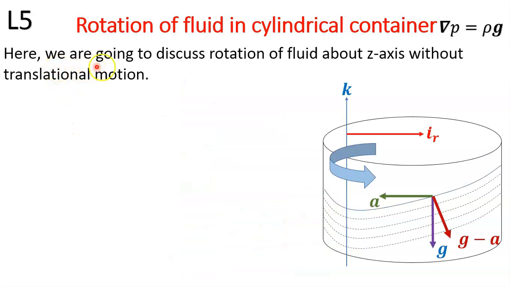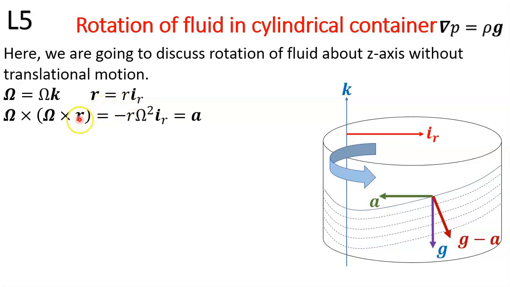Now in this discussion we are going to consider rotation about the z-axis without translational motion. As I said, omega bar is equal to omega k cap and r bar is equal to r times i_r cap, and we are interested in finding acceleration, which is omega bar cross r bar, that is equal to minus r omega square i_r cap. So this acceleration is occurring in the direction of unit vector i_r cap with a negative sign. So acceleration is occurring in this direction.